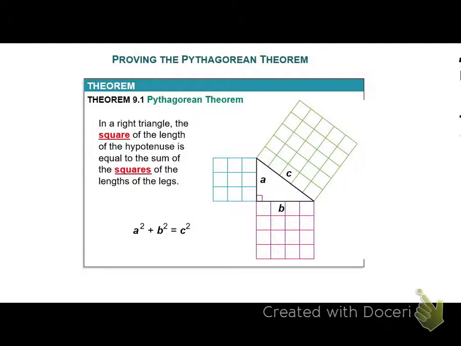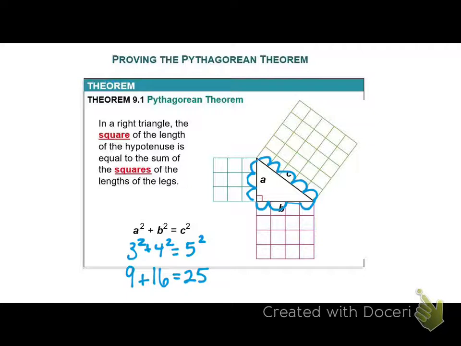But just to show you, what is the length of side a? It is 3. There's 1, 2, 3, right? What is the length of side b? 1, 2, 3, 4. And then the length of side c is 5. 1, 2, 3, 4, 5. What's 3 squared? 9. You'll want your calculators. 4 squared? 16. 5 squared? 25.